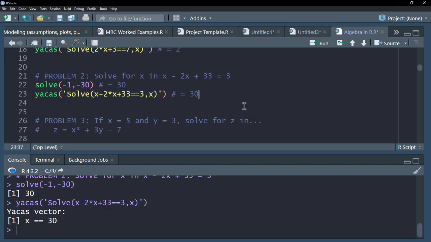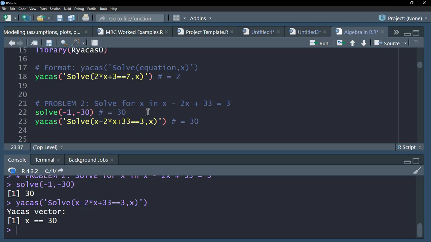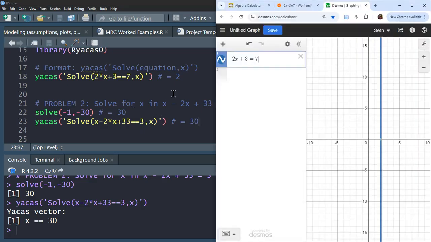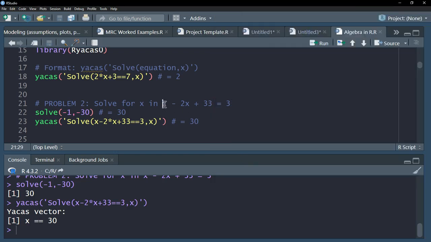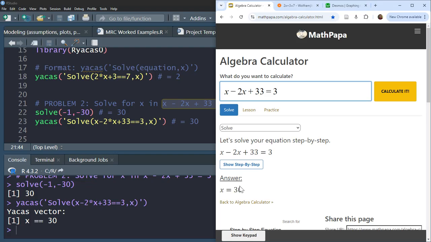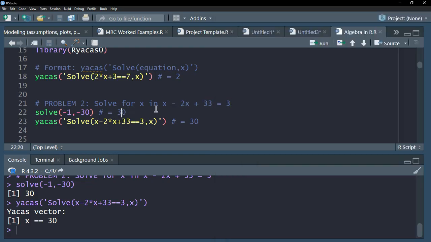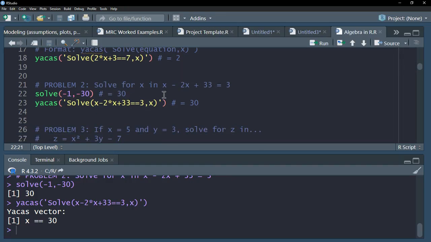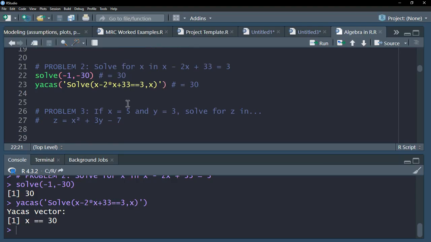Not 309, 30. Okay, so we've solved 2 algebra problems. And it is not lost on me how much faster it would be to simply plug these in to get 30 with a tool like this. But we're going for completion here, right? We're going for as much understanding of how R works as possible. Okay, here's sort of a variation.